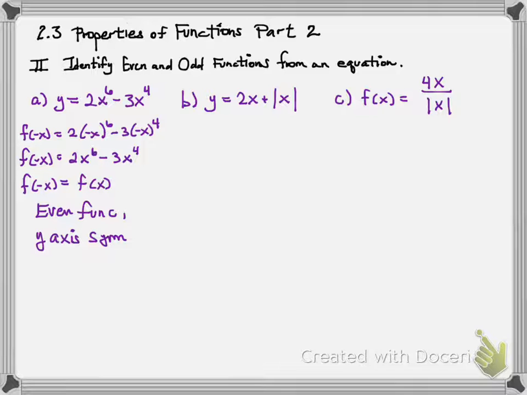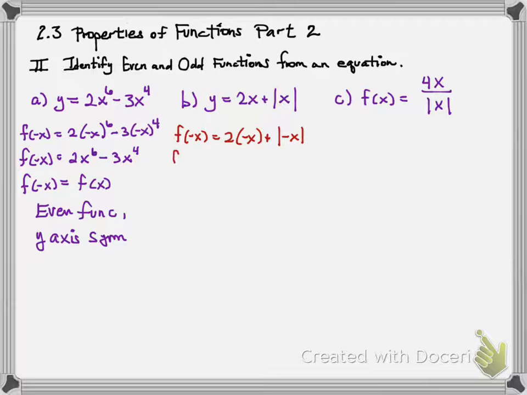Okay, let's move on to part B. Let's say we got y equals 2x plus x. All right, that's the absolute value of x, by the way. And we want to test f of negative x once again. All right, so I'm going to put in my f of negative x. That's going to be 2 times a negative x plus absolute value of negative x.